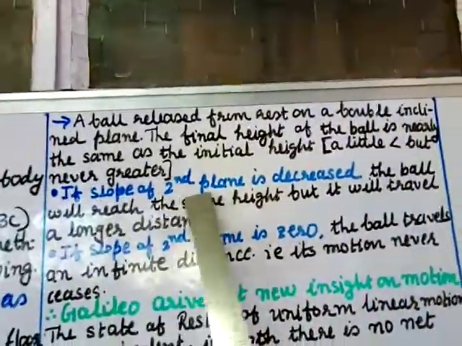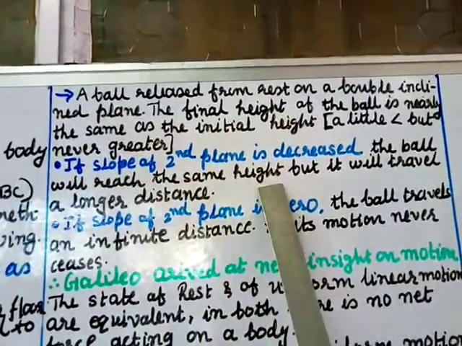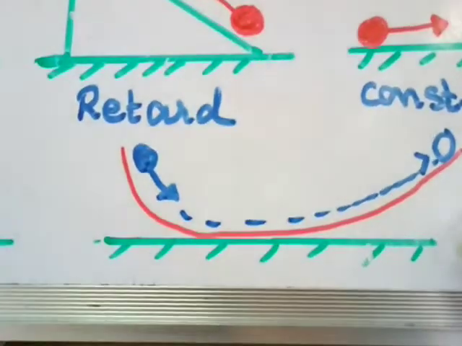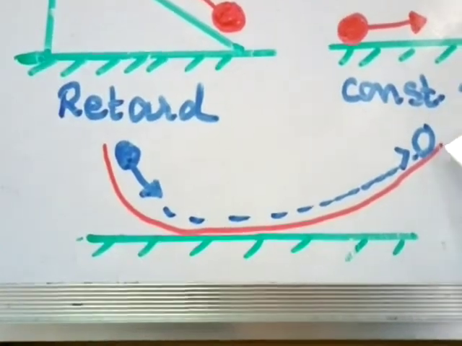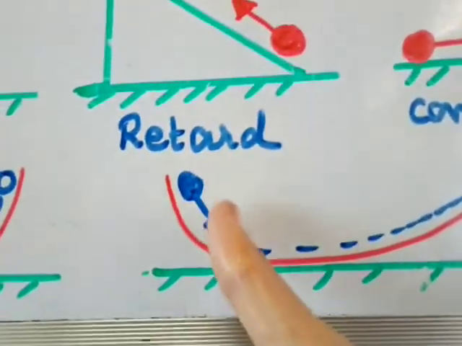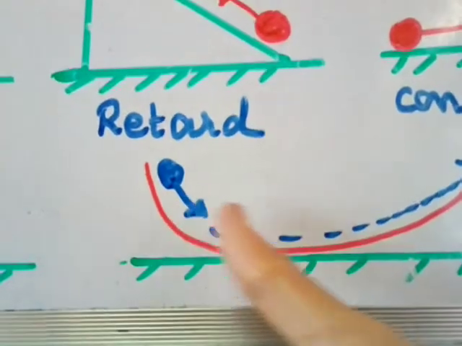If the slope of the second plane is decreased, the ball will reach the same height, but it will travel a longer distance. In the second case, he decreased the slope of the second plane. This one. So he decreased this. Then he saw that when he decreased this, the ball coming from here reached the same height, but it traveled a longer distance.